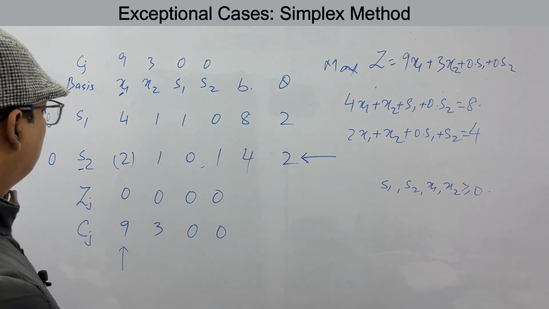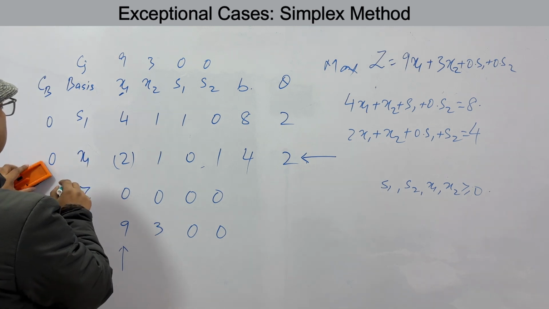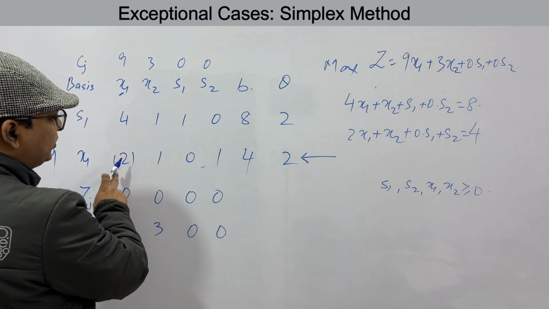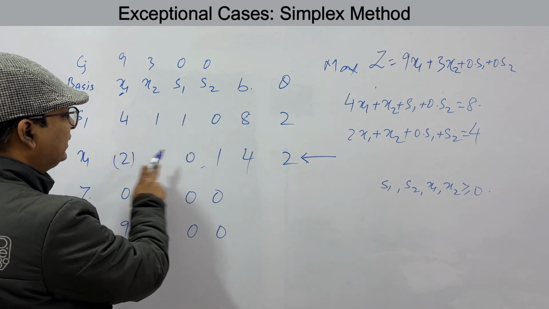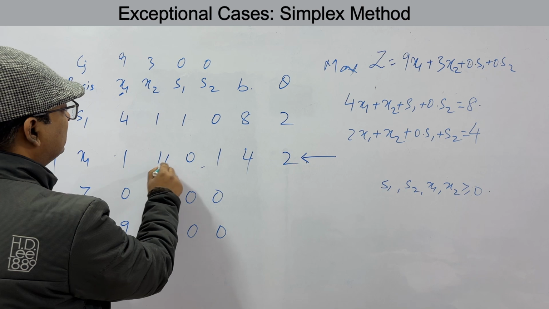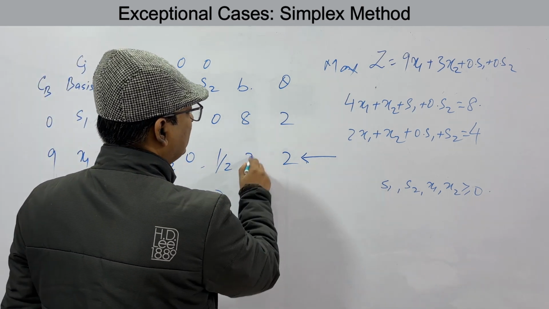Clear? So what we do? We bring this here, x1, and along with this we bring its coefficient 9. We have to make this 1. We have to make this unity. So what we do? We divide throughout by 2. So when you divide this by 2, you will get 1. This will be 1 by 2, 0 by 2, no issue, 1 by 2, and this is now 2. Okay.